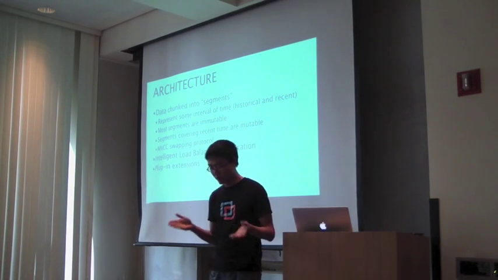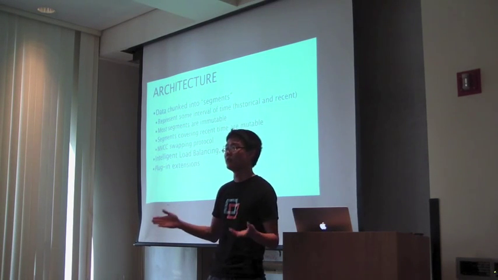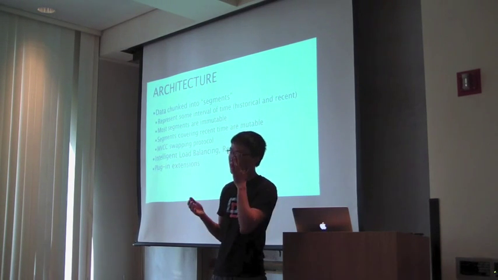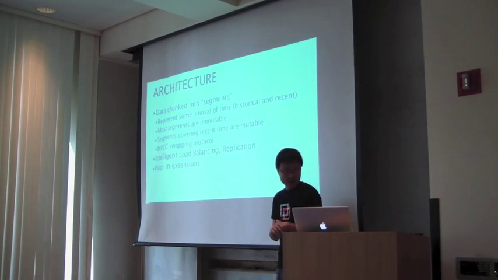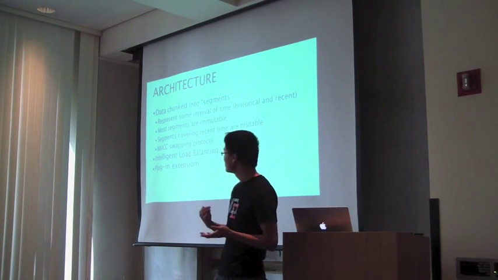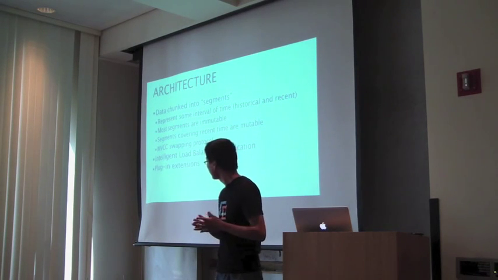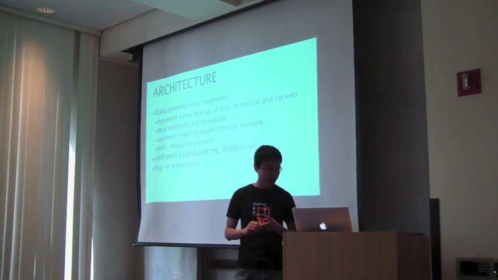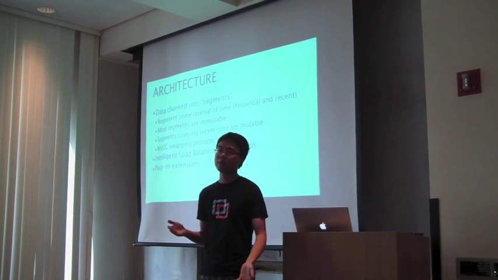Some segments are mutable, but those segments tend to cover data that's extremely recent. And when I say extremely recent, I'm talking about the most recent 10 minutes or so. So because we have this general notion of immutable segments within a cluster, we use multi-version concurrency control as our swapping protocol.